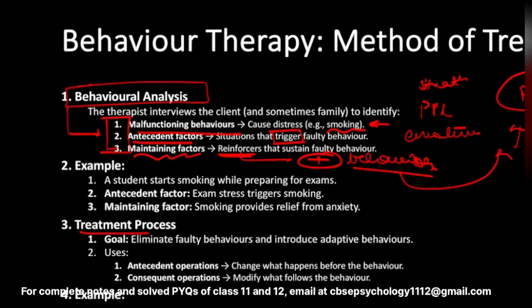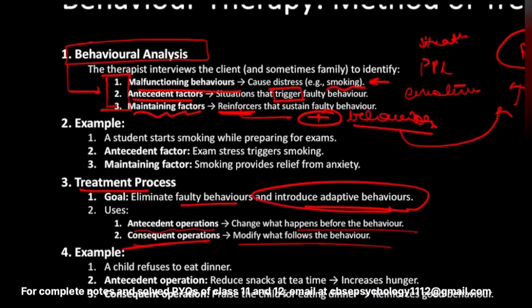Then the treatment process. The goal is to eliminate faulty behaviors and introduce adaptive alternatives. It uses antecedent operations, which change what happens before the behavior, and consequent operations, which change what happens after the behavior.